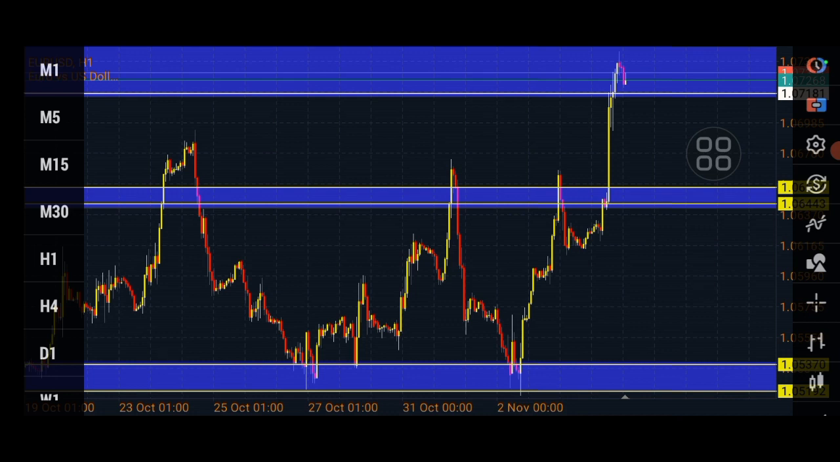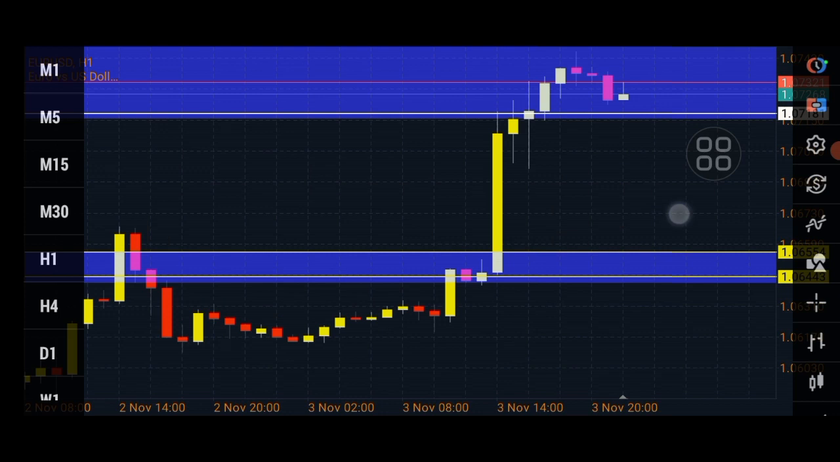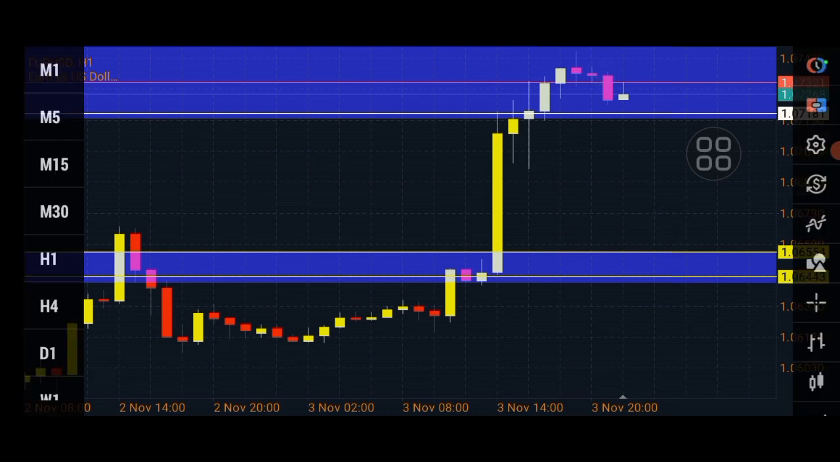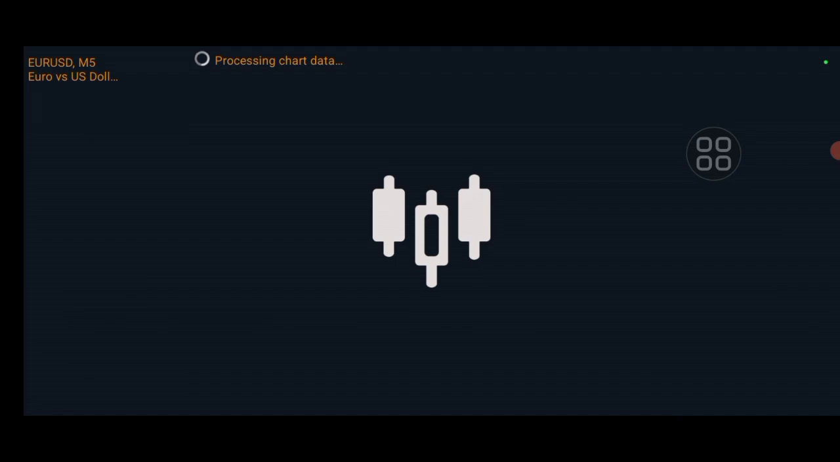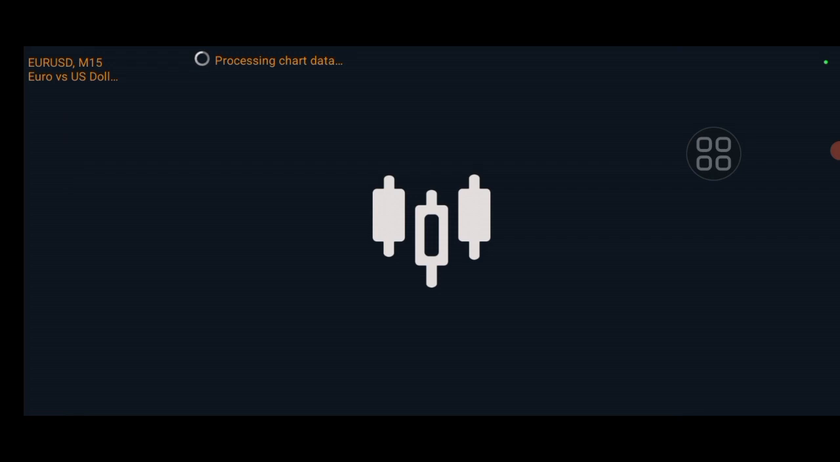As you can see here, it has started to create an engulfing sell candle here. Let me see M5 or M15. Oh, it's wasting time to load the chart.